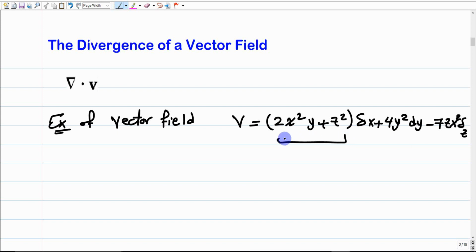So what does field mean? Because the x component is not just a number, but it is a function of x, y, and z. The same thing for the y component and the z component. So these components are functions in space, and remember that we're still working in rectangular coordinates. It means that this is a vector field. This is the meaning of a vector field.